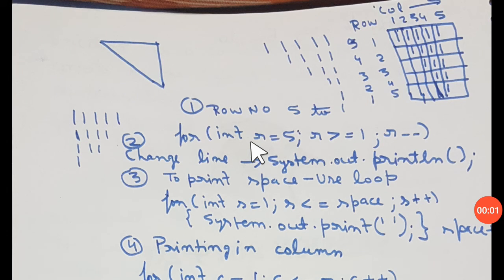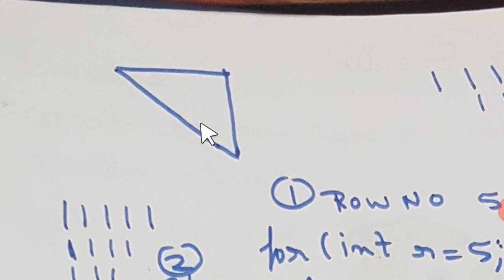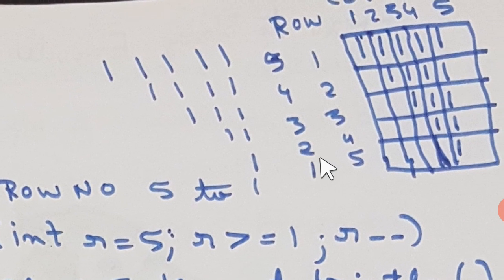Hello students, in this video I'm going to discuss a very important pattern. You see the picture here, this triangle, and the pattern which has to be drawn is like that. Here you can see that the first row has 5 ones, the second row has 4 ones, the third row has 3 ones, the fourth row has 2 ones, and the fifth row has a single one. What I need to do first is convert this pattern into a matrix.